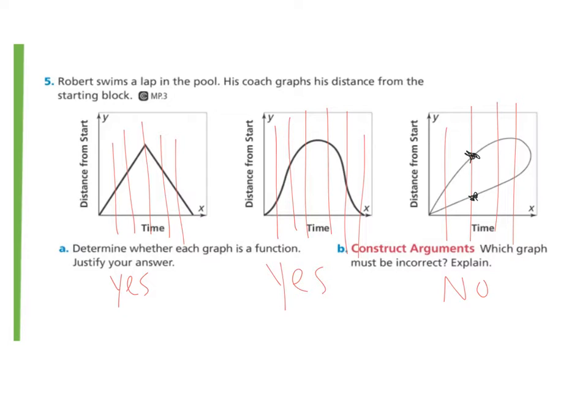Well, he didn't split into 2 different places. You know, we can't be 2 places at once here, so that's not going to work. So this last graph would be the one that would be incorrect. We can't have 2 different distances from the start at the same time.